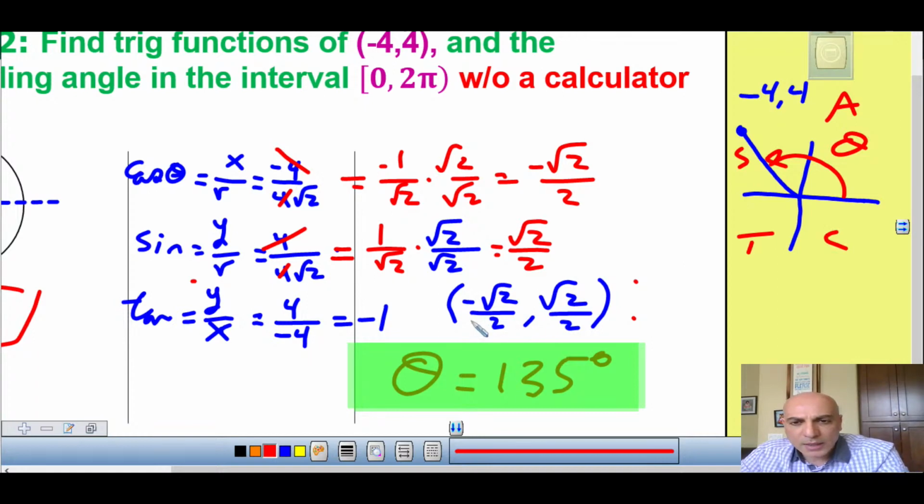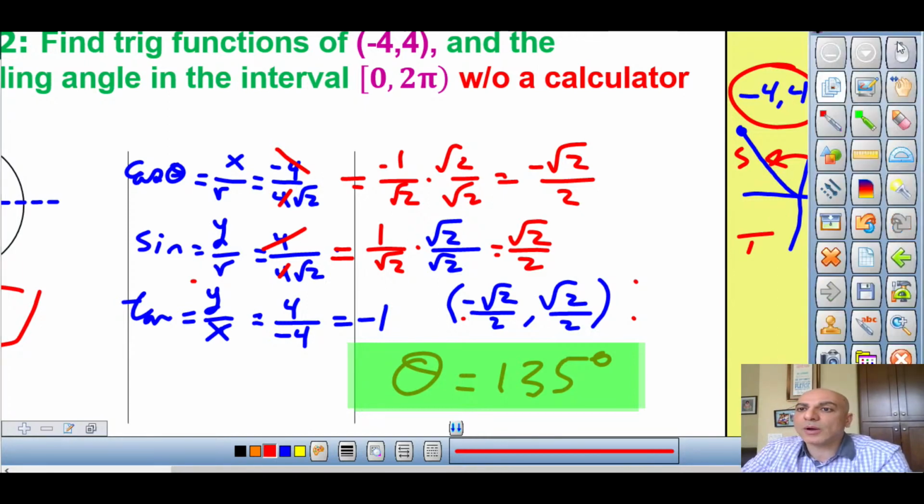I need a negative cosine. Negative cosine happens where? Negative cosine happens here, but that's not gonna work. The only option that you could tell here is just the second quadrant. You can't match this point into other quadrants that have a negative cosine. You might ask me, how about down here? That's a negative cosine. Yeah, but the sine is positive. That's why it forces you to be in the second quadrant. Okay.